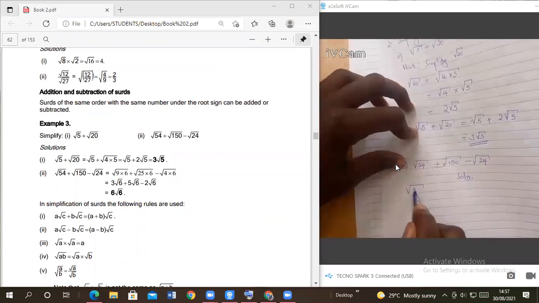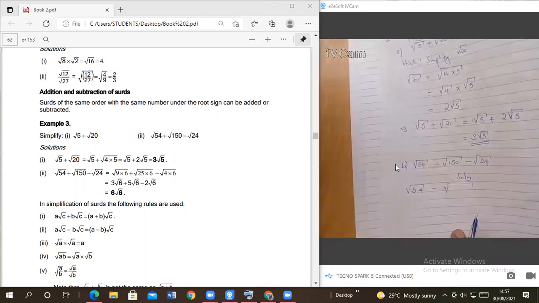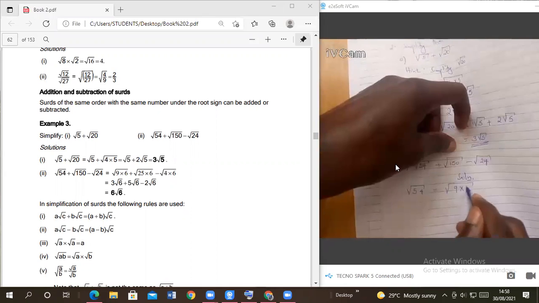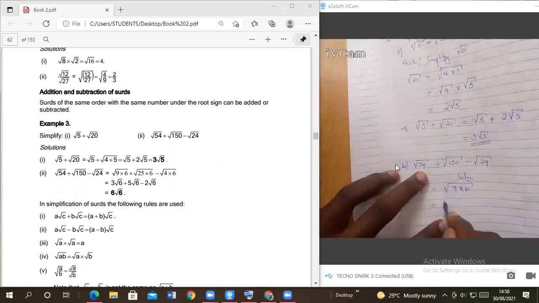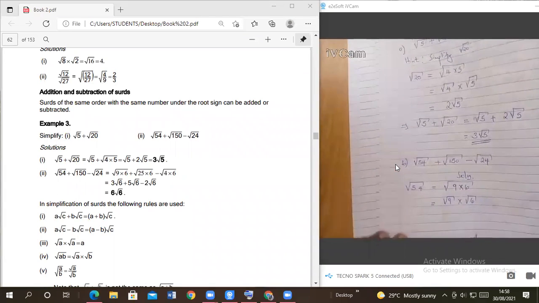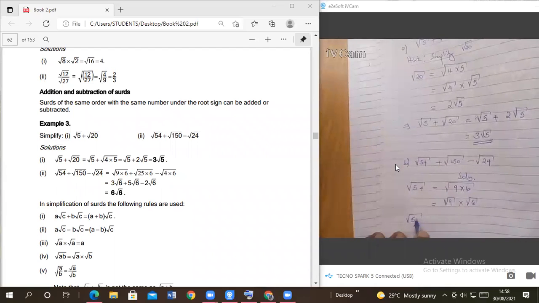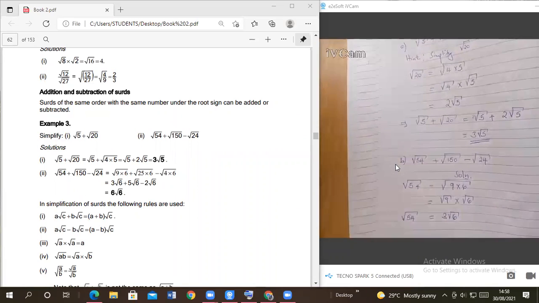So root of 54 is the same as, what are those two numbers that if you multiply them, give you 54, but one of them has a square root? Which number is that? 9 times 6. Good. So this is the same as root of 9 times root of 6. So it implies that root of 54 is the same as 3 root of 6. Okay?